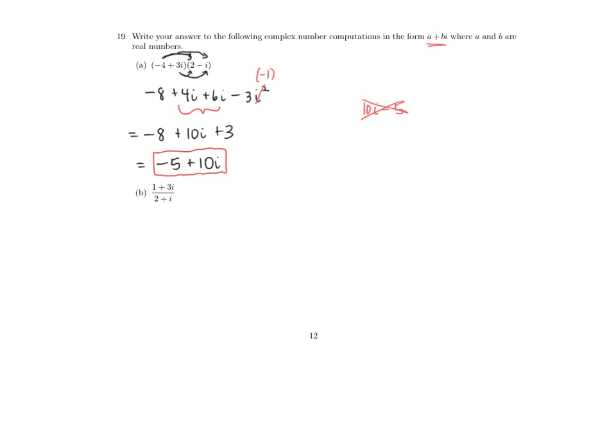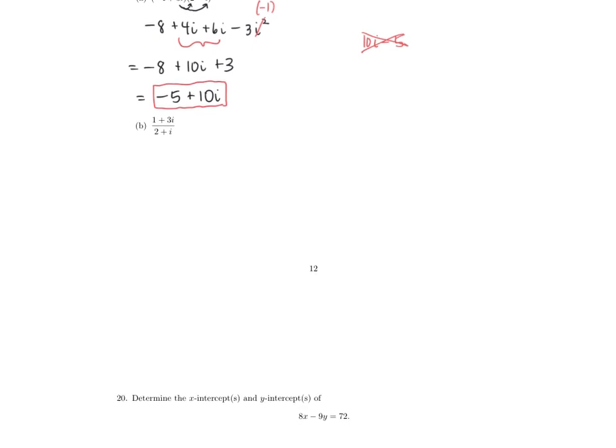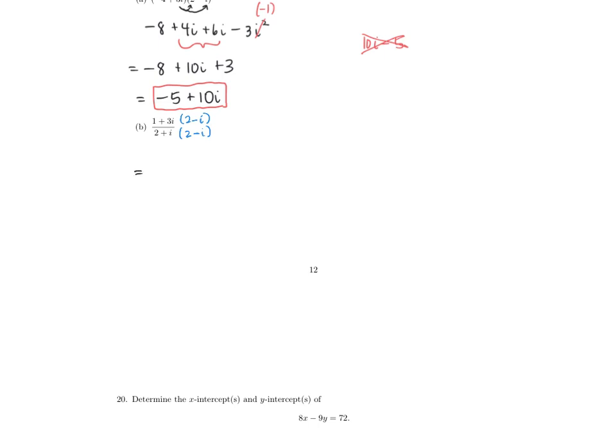All right, part B, we want to rewrite this. So we need to get rid of this i in the denominator. If you have a complex number on the bottom, you want to multiply by the complex conjugate. That is the same two terms with a different middle sign. So you're going to be multiplying by 2 minus i. So when you do that, you've got to distribute all the way out. So 1 times 2 is 2. 1 times negative i is negative i. 3i times 2 is 6i. And 3i times negative i is negative 3i squared.